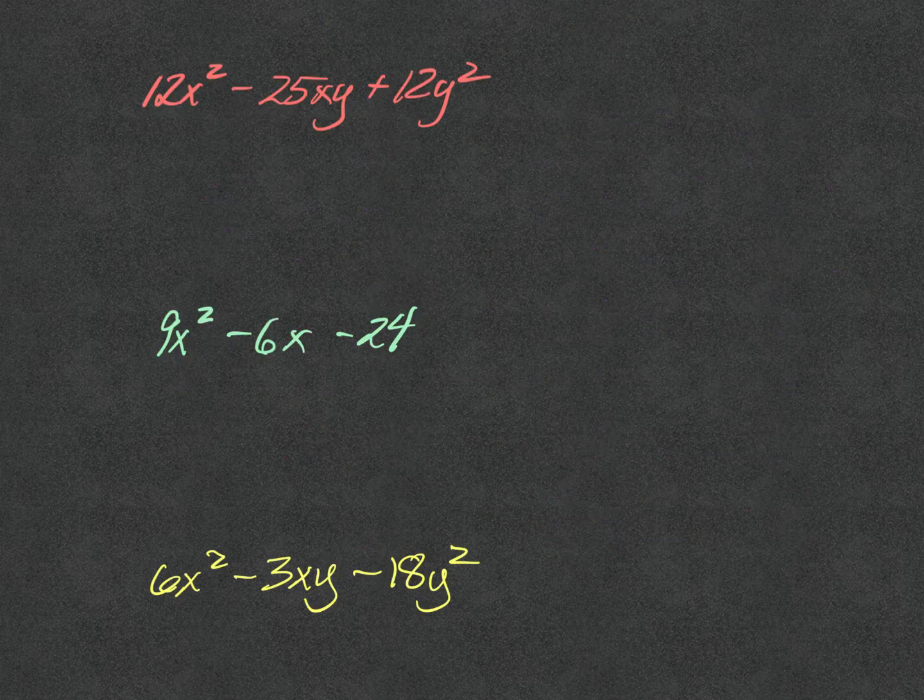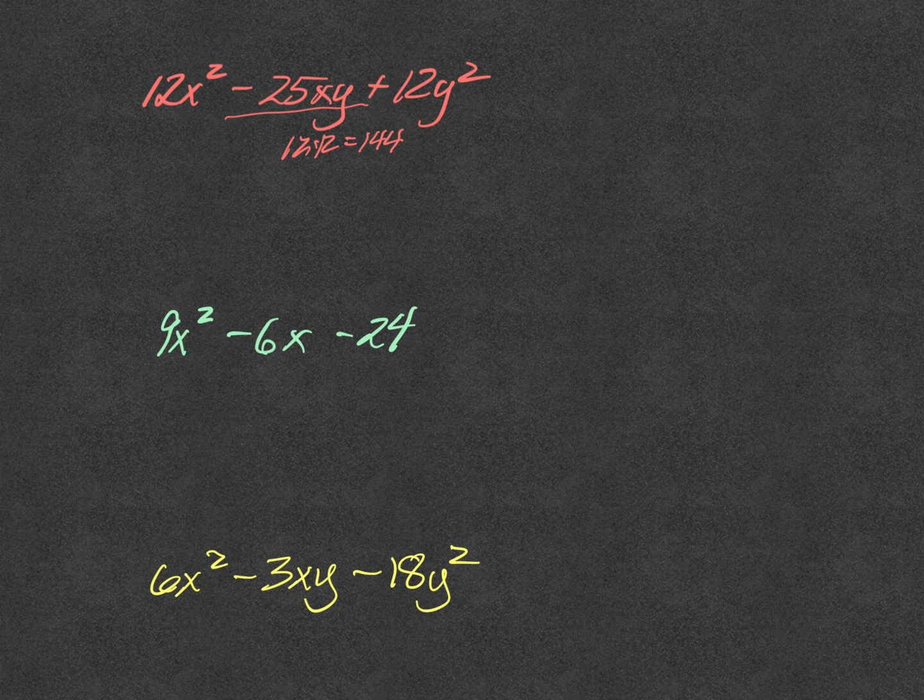Okay, 3 more problems, 3 more examples. So let's get started on these. So the first one, notice we have an xy in it, and x squared and y squared. So the AC method will still work because this follows the quadratic form. And so we take 12 times 12, which is 144. And now we're trying to find the factors that'll add to negative 25.